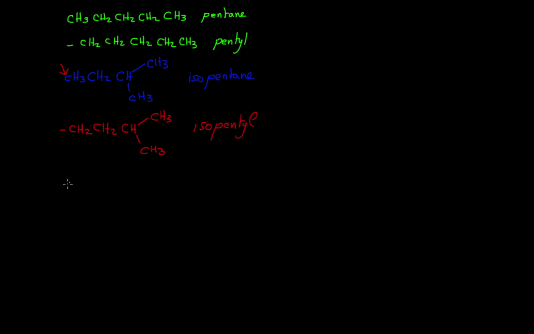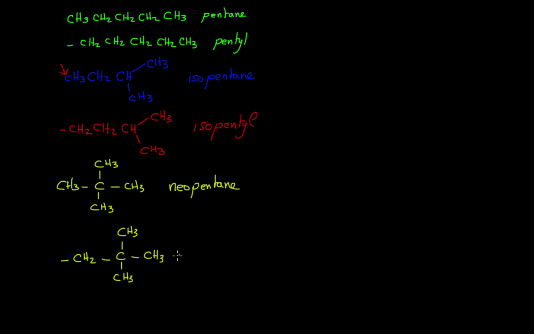And the last isomer for pentane is neopentane, which is CH3CCH3CH3CH3. Removing a hydrogen from any of the CH3s would give us CH2CCH3CH3CH3, and this is called neopentyl, and this is the last alkyl group that we will talk about today.